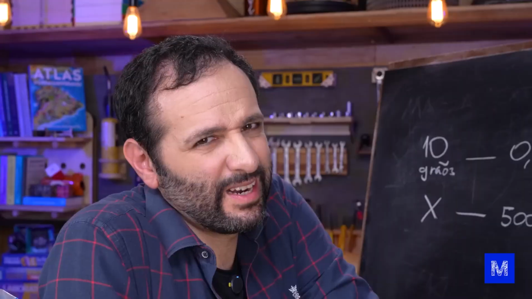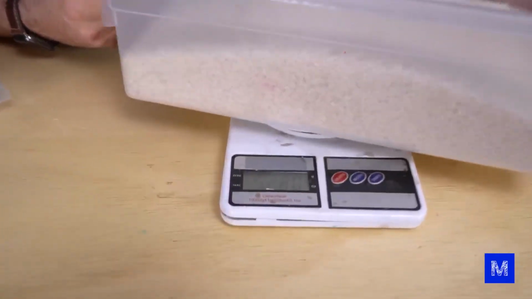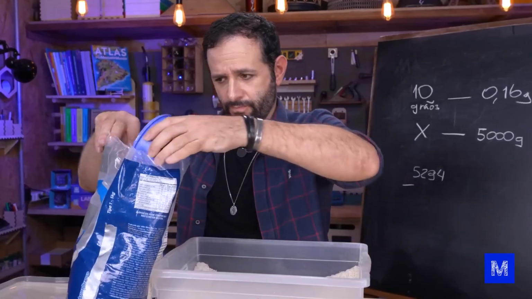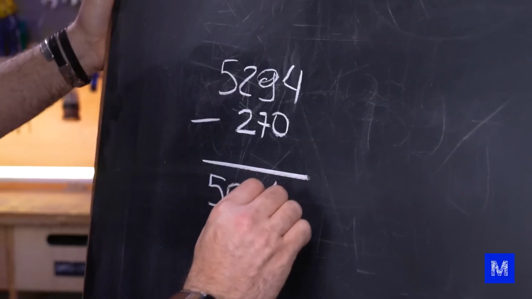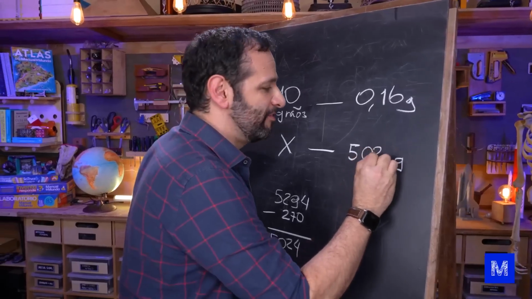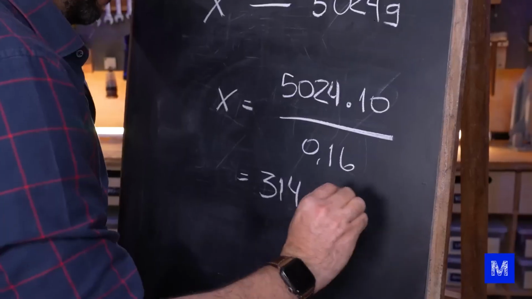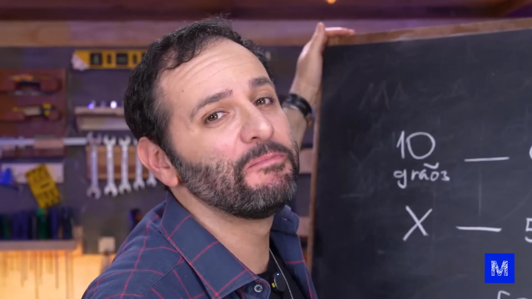Is it really 5 kilos? Let's weigh it. I don't want the plastic included, so I'll dump everything into a box and weigh them together. 5,294 grams. I need to repack everything, weigh just the box and subtract to find the difference. It came out to 5 kilos and 24 grams. Doing the math here, then that's 314,000 grains of rice. That's our first estimate.